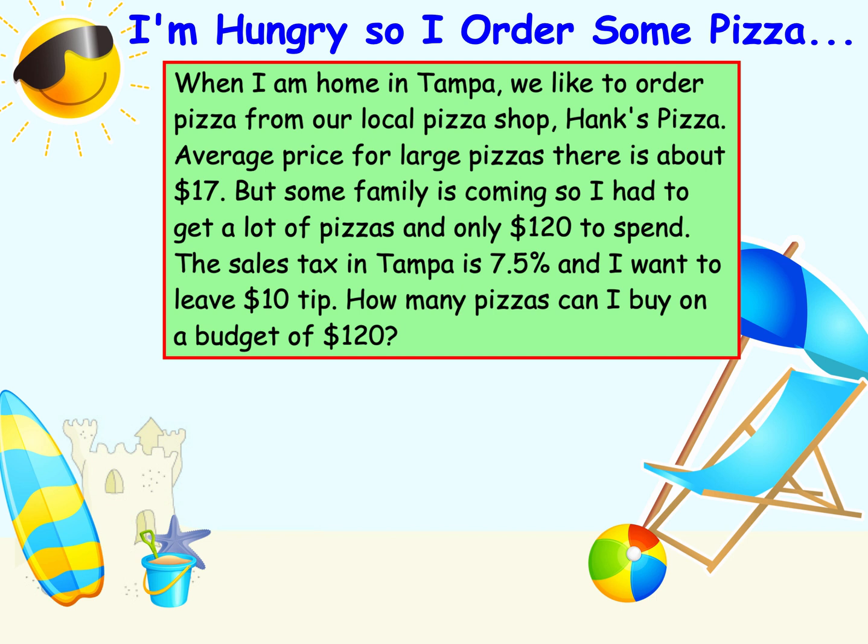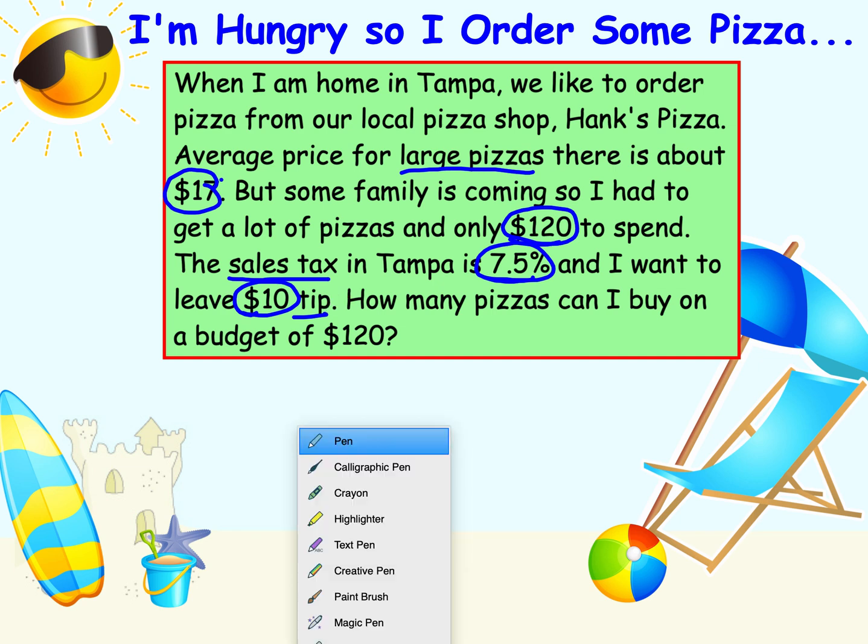So this is what I have. The average price is $17 per pizza, and that's for a large. My budget is $120, so that's the most I can spend. And then the sales tax is 7.5%, and that's going to be per pizza. I'm going to have to pay $17 plus 7.5%, and I have to leave a tip of $10. And the tip, remember, I'm just going to pay once. Okay, so my question is, how many pizzas am I going to be able to buy?